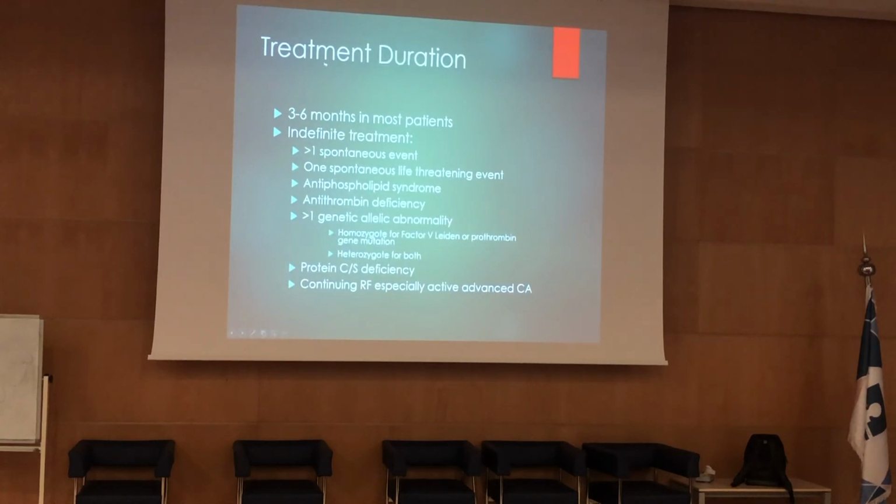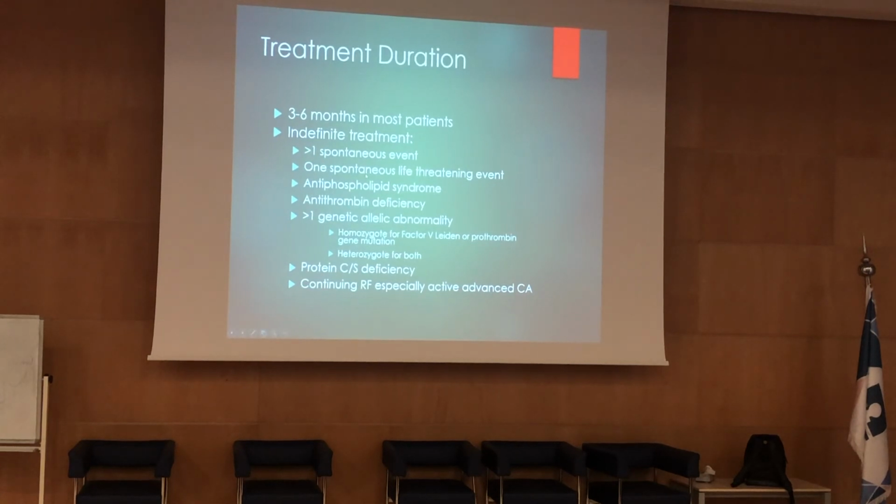The duration is very, very important. It is 3 to 6 months, or indefinite treatment. Sometimes we give treatment up to 6 months, and sometimes indefinite. Indefinite means lifelong. If he has more than one spontaneous event, for example the patient comes to you today with DVT and after 3 months he has DVT again, this patient must have anticoagulation for life.